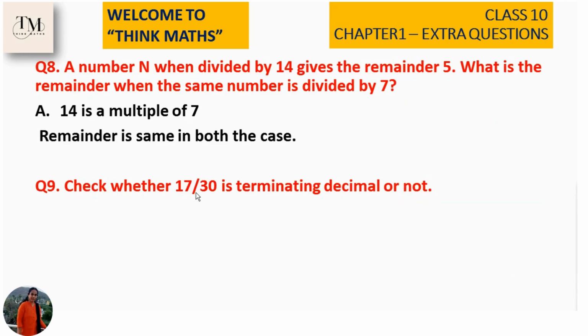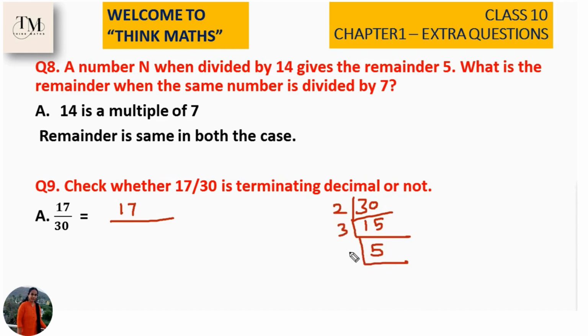Check whether 17 by 30 is a terminating decimal or not. So we have to factorize the denominator. 17 is a prime number, so we cannot factorize it. Now 30 is factorized as, let me take 2, 1 2s are 2, 5 2s are 10. Again 3 can be taken, 3 5s are 15, so 5, 1. So the denominator can be written as 2 into 3 into 5.